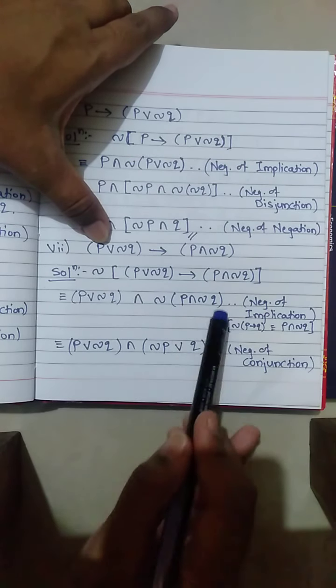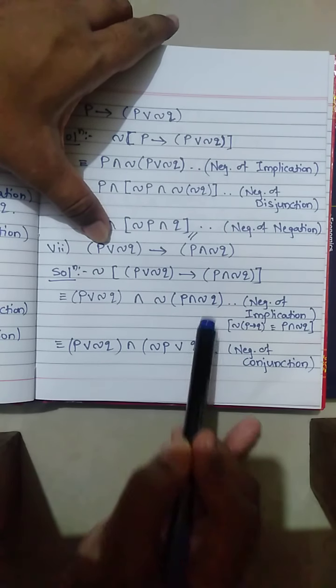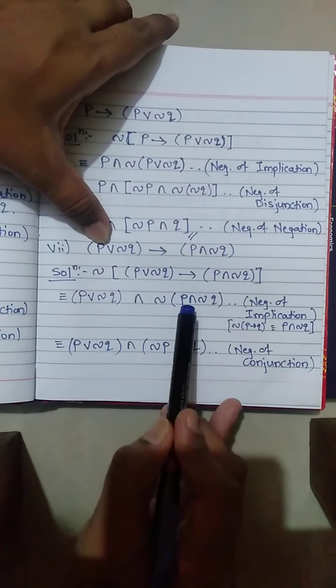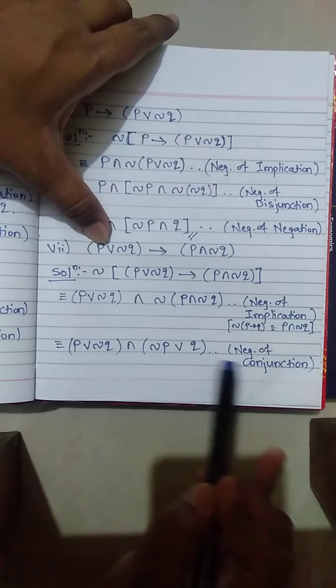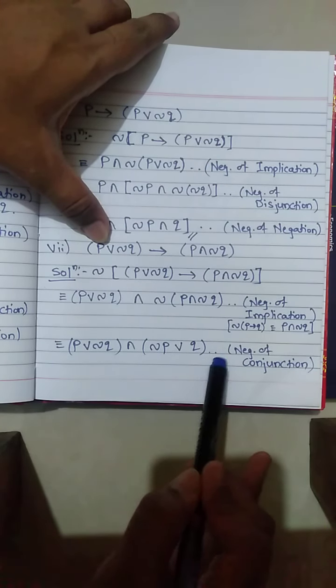Now here negation of negation Q, I have written directly Q. Negation of negation Q is Q itself. So we have applied here negation of a conjunction. The middle connective here was and. So we have applied the rules negation of a conjunction and negation of a negation. So this is the required negation.